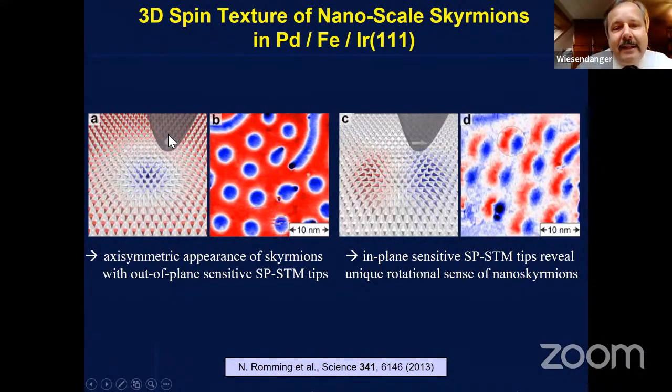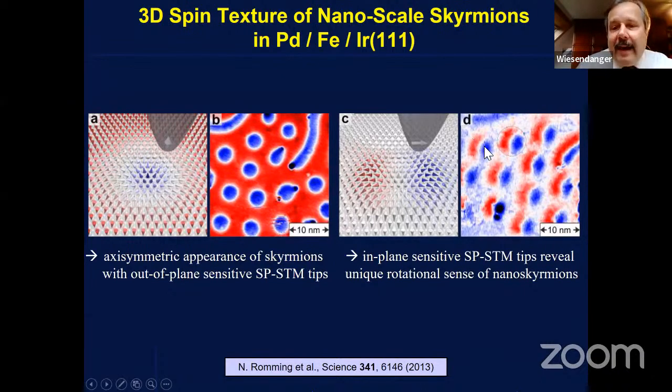First, with an out-of-plane spin sensitivity, you see beautifully the axisymmetric appearance now of the magnetic skyrmions being about 3 to 4 nanometers in diameter here. And when you go to an in-plane magnetic sensitive tip, of course, you see then a different contrast, because now you are sensitive to the in-plane components. And of course, with respect to the center of a skyrmion, you have here magnetization then being oriented to the left and here to the right. So you expect a different contrast with an in-plane sensitive tip.